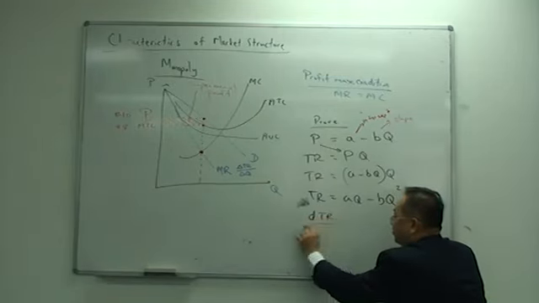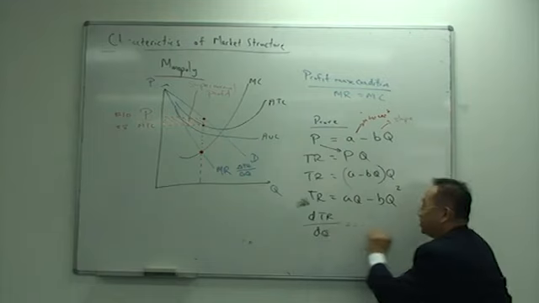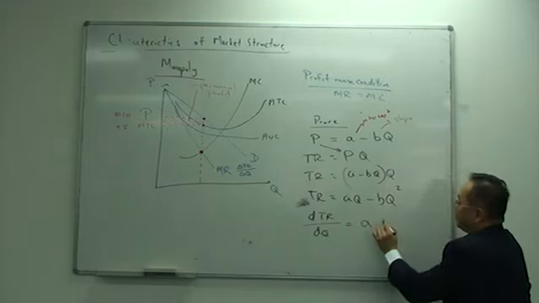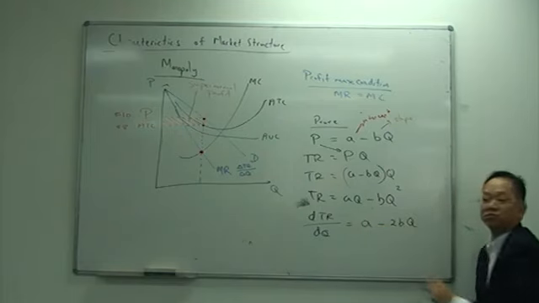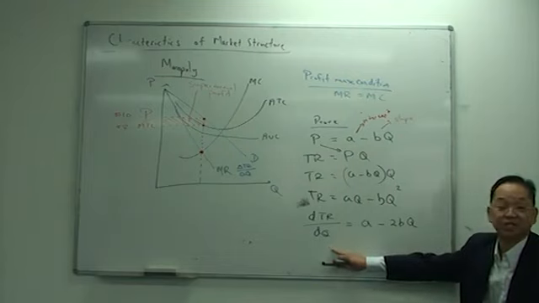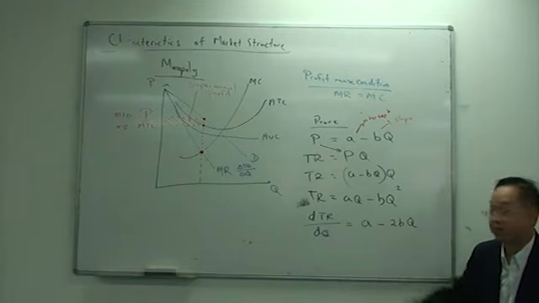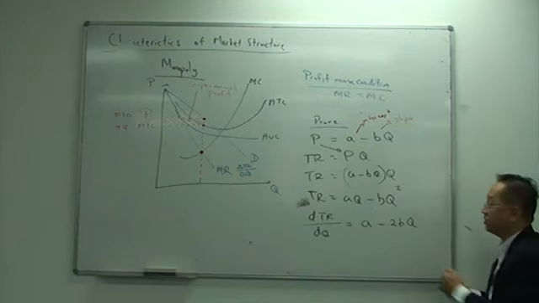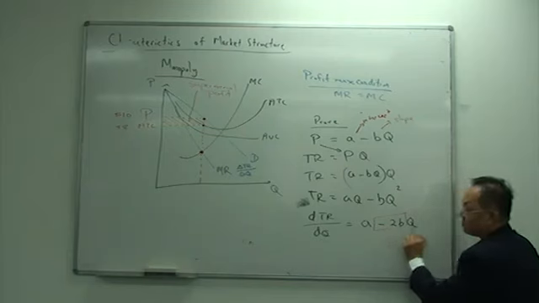Differentiate total revenue with respect to quantity, you will get A minus 2B. Yeah? It's a differentiation because marginal revenue is a change. So that's why this differentiation. And you see when I put in the equation, look at this.